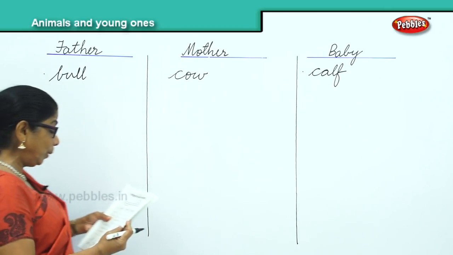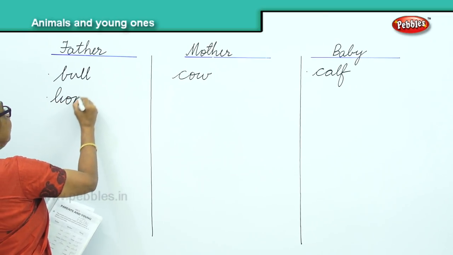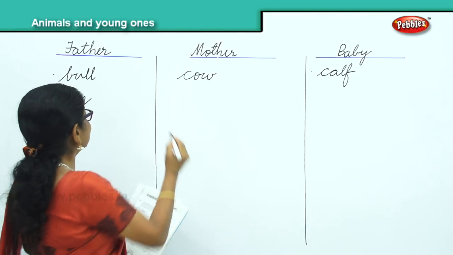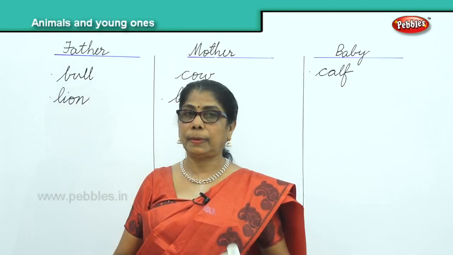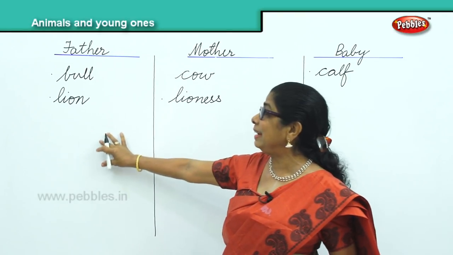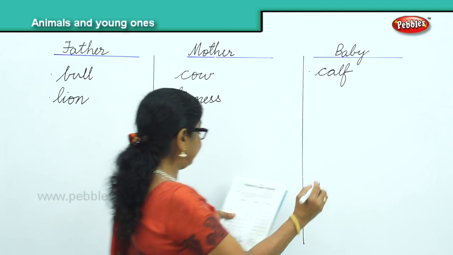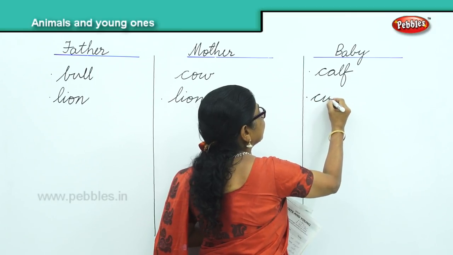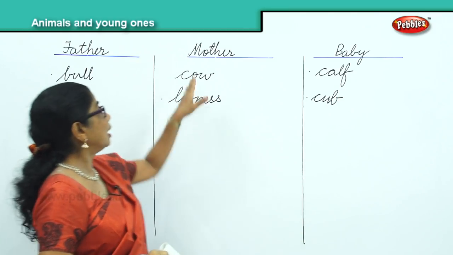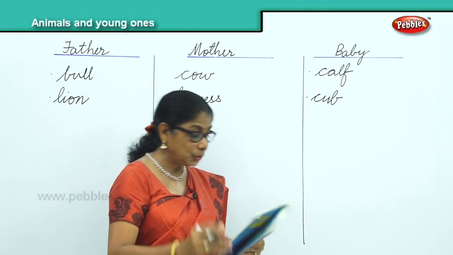Now, we have lion, a wild animal. What is lion's mommy? Lioness. So we have daddy lion, mommy lioness. Now what is the baby called? The baby is called cub. So cow's baby, calf. Lion's baby, cub.